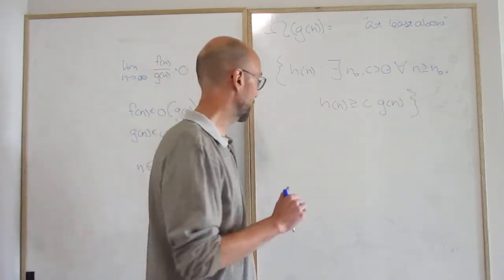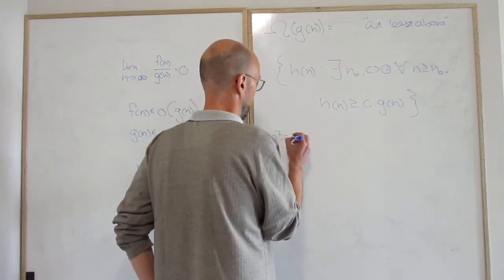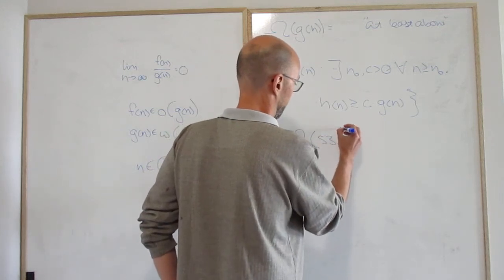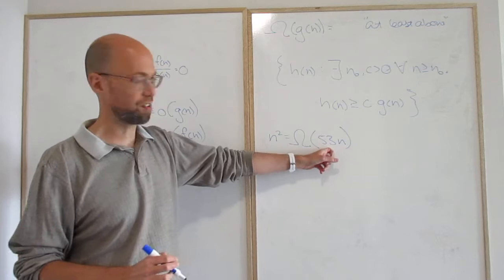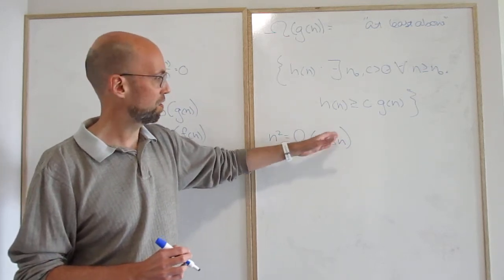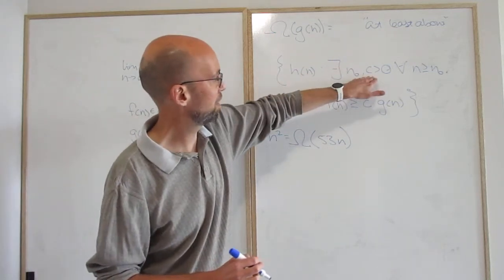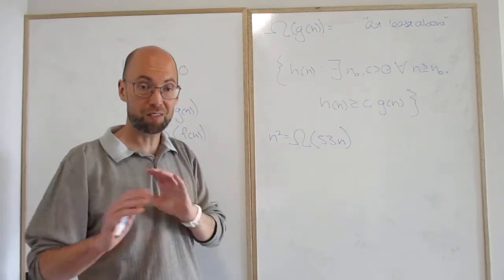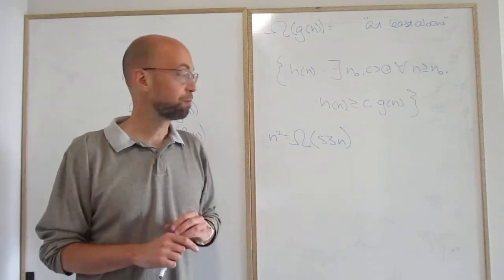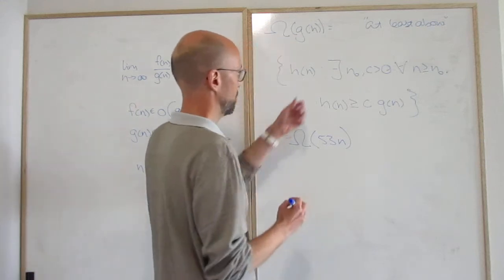Okay, so for example, I want to say that n squared is in big omega of 53n. And notice that usually you don't write a constant coefficient in here, because it just gets eaten by this c. So constants disappear, lower order terms disappear. This is very handy. Why? Well, does there exist? Yes, that we just showed.